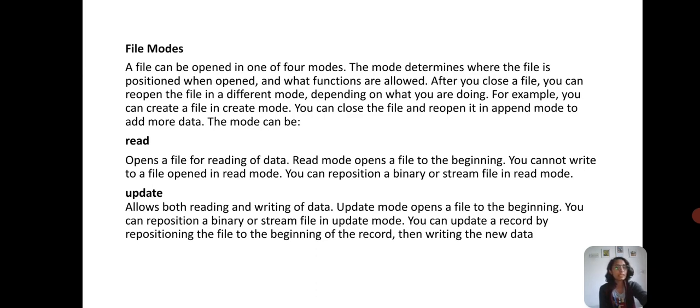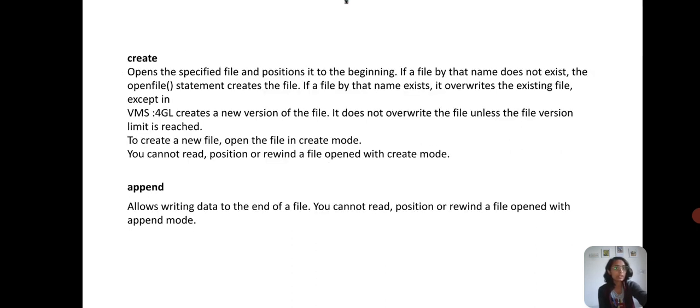Second one is update. Allows both reading and writing of data. Update mode opens a file to the beginning. You can reposition a binary or stream file in update mode. You can update a record by repositioning the file to the beginning of the record, then writing the new data.